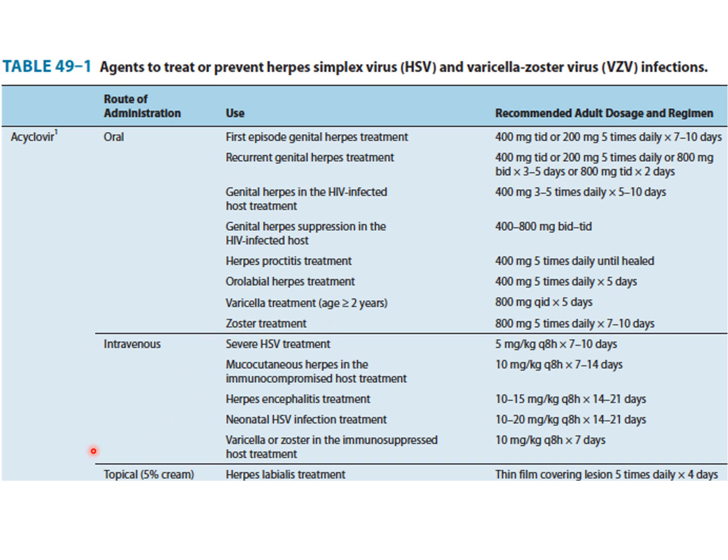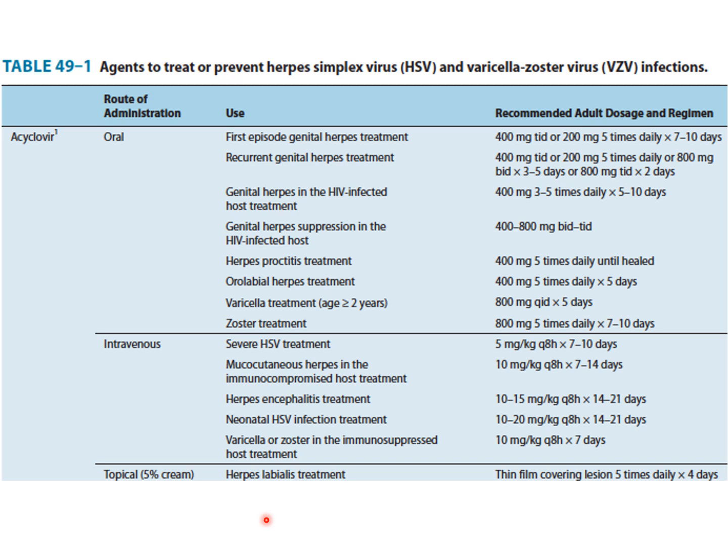The intravenous indication is for severe herpes simplex virus infection: it is used to treat severe herpes simplex virus, mucocutaneous herpes in immunocompromised patients, herpes encephalitis, neonatal HSV infection, and varicella or zoster in immunocompromised patients. The topical treatment, which is a 5% cream, is mainly used to treat herpes labialis.